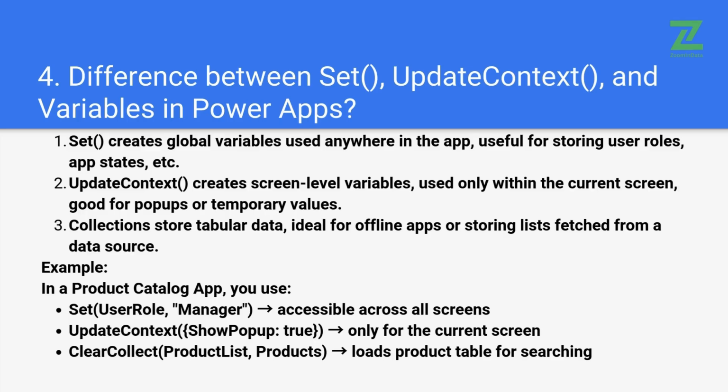Difference between Set, UpdateContext, and collections in Power Apps. Answer: Set creates global variables used anywhere in the app, useful for storing user roles, app states, etc. UpdateContext creates screen-level variables, used only within the current screen, good for pop-ups or temporary values. Collections store tabular data, ideal for offline apps or storing lists fetched from a data source.